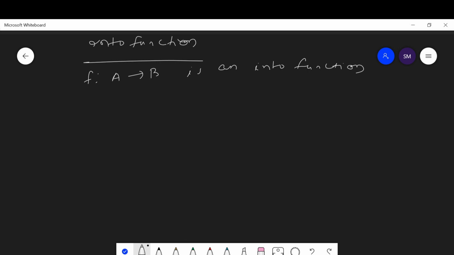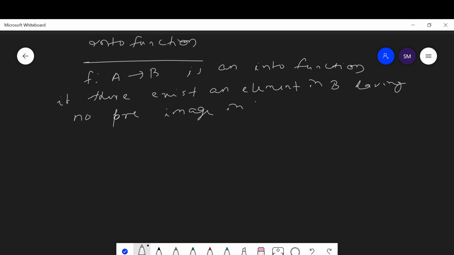Look, a function f is an into function if there exists, students please note down, there exists an element in B having no pre-image in A. Okay, then in other words, f is a function from A to B that is into, which is not an onto function.